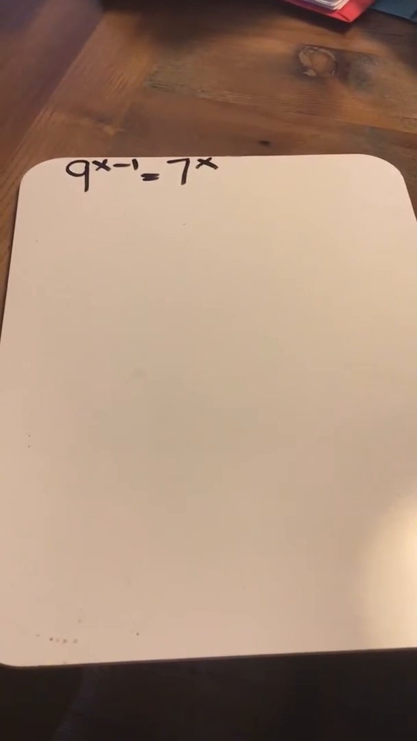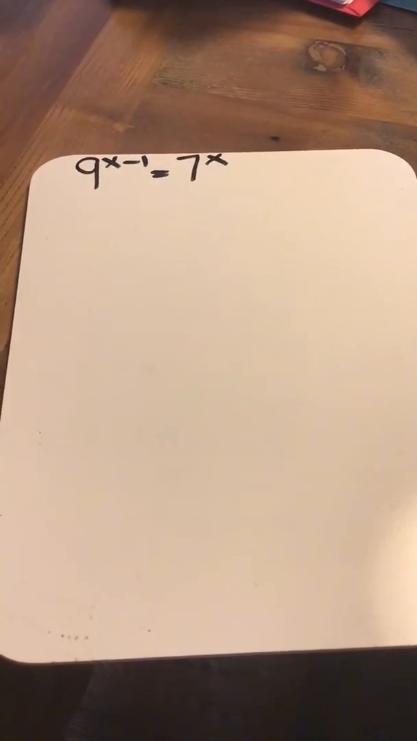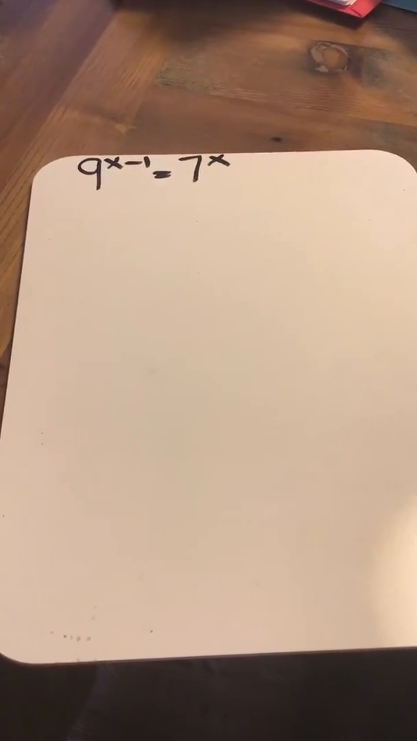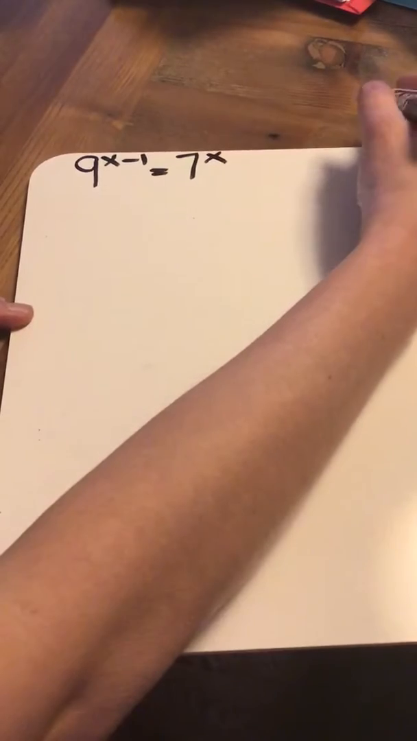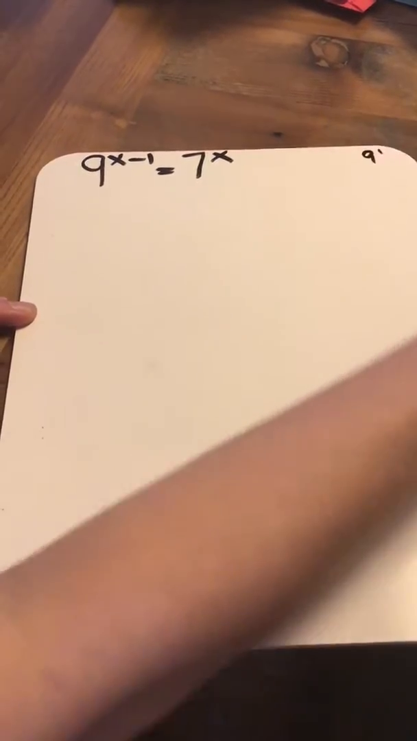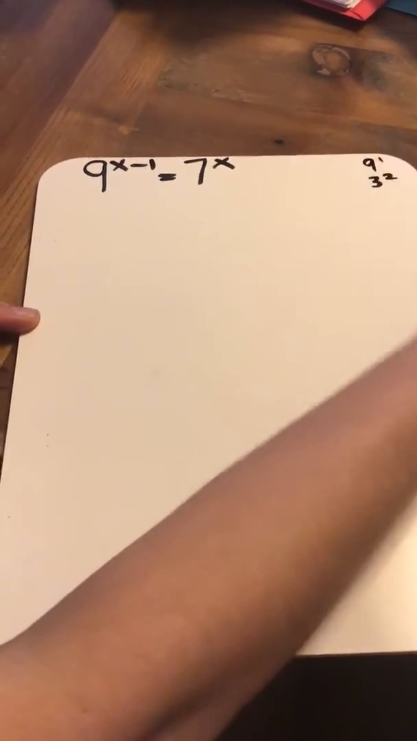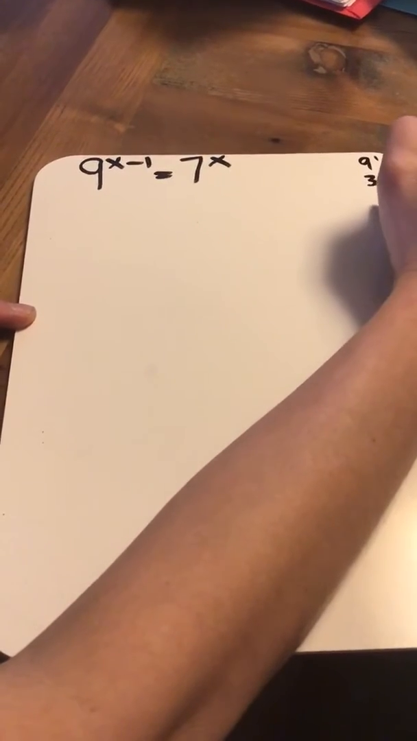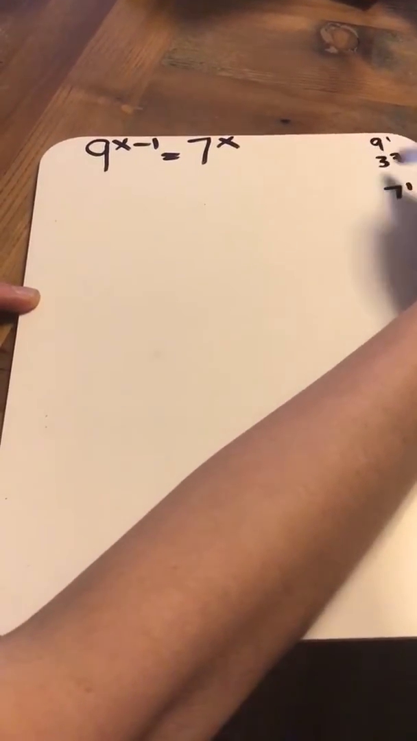Okay guys, here's our second example. If you look at your flow chart again, don't worry about E, you haven't learned about that yet. We cannot make the bases the same for this one because the only way to make 9 would be 9 to the first power or 3 squared. And the only way to make 7 is 7 to the first. So we can't make them be the same.